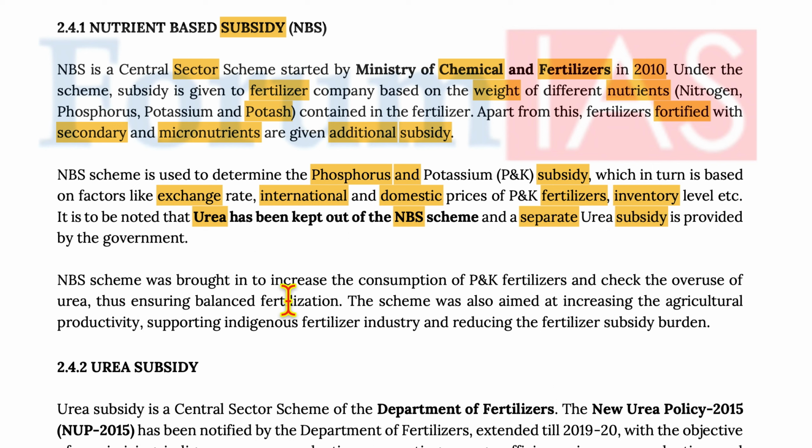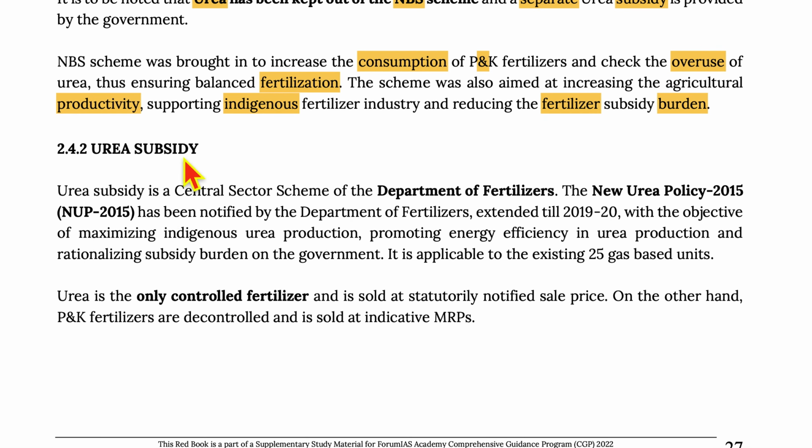The NBS scheme was brought in to increase the consumption of PK fertilizers and check the overuse of urea, thus ensuring balanced fertilization. The scheme was also aimed at increasing agricultural productivity, supporting the indigenous fertilizer industry, and reducing the fertilizer subsidy burden. Moving on to urea subsidy.